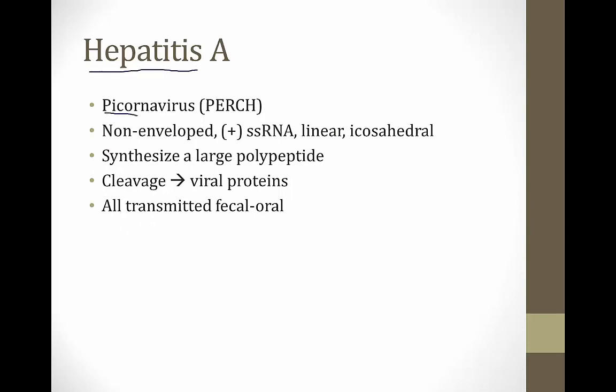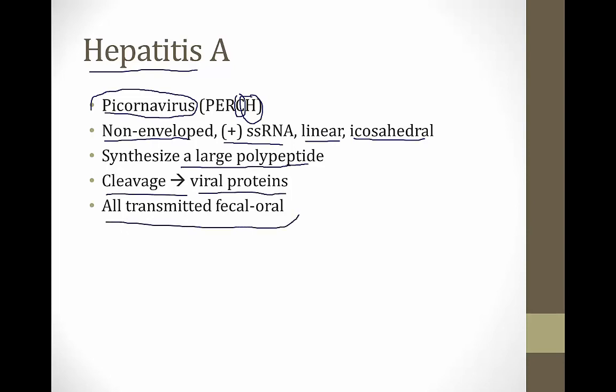This virus is a member of the picornavirus family, and you can remember the members of this family by the mnemonic PERCH. P is for poliovirus, E is for echovirus, R is for rhinovirus, C is for Coxsackie, and then H is for hepatitis A. All of these viruses are non-enveloped, and they all have a positive sense single-stranded RNA genome that is linear. They also all have an icosahedral capsid. All of the picornaviruses synthesize one large polypeptide, which then gets cleaved to make multiple viral proteins, and all of these viruses are transmitted fecal-orally, including hepatitis A.